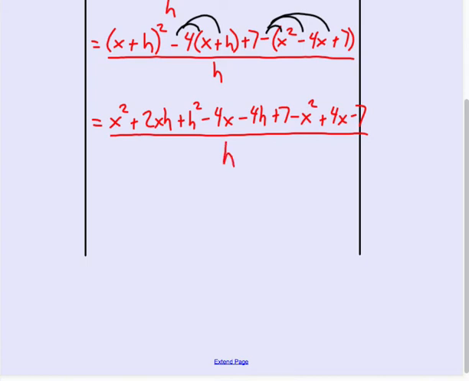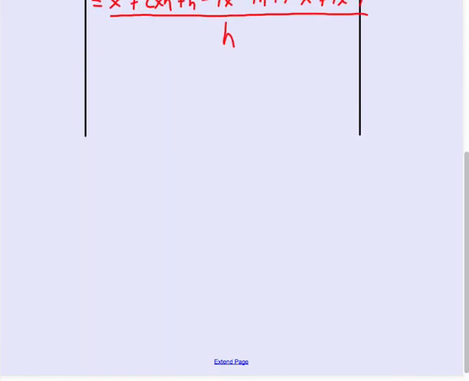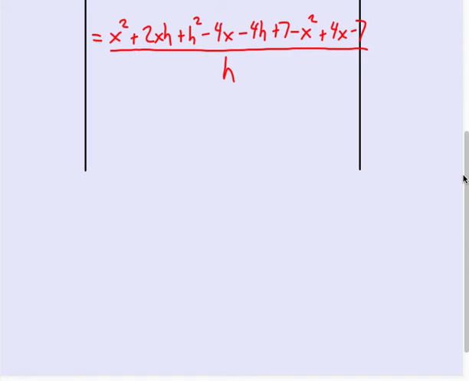Let me give you a little hint when you're simplifying the difference quotient. If in the numerator your terms without an h don't cancel, you did something wrong. You lost a negative, you multiplied wrong, etc. Every term in the numerator that does not have an h in it will cancel. So right here we have x squared minus x squared, we have negative 4x plus 4x, and 7 minus 7. The only terms left have an h in them. So we have 2xh plus h squared minus 4h, all over h.